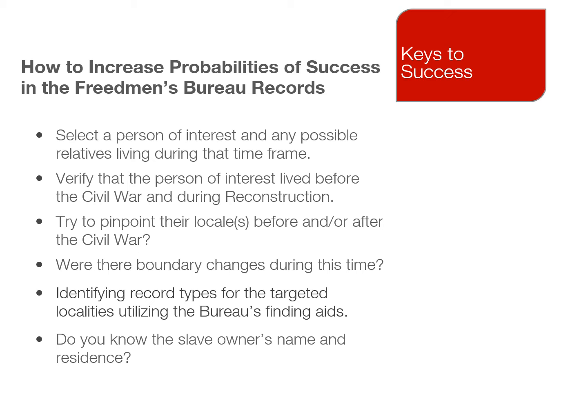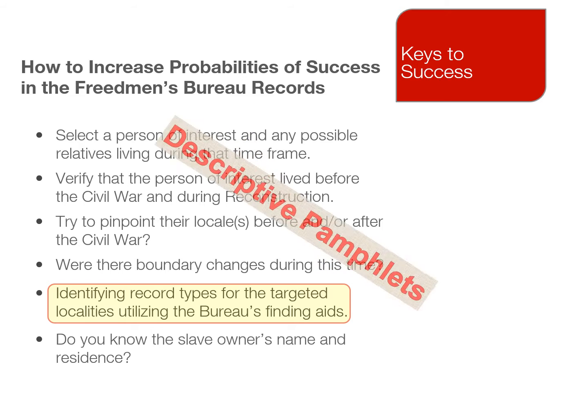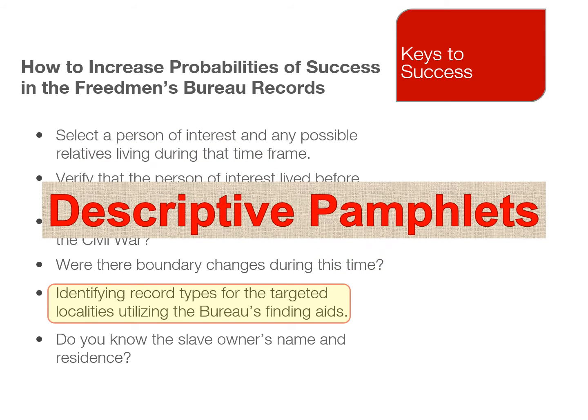Well, the answer lies in the 5th key to success that I mentioned earlier, using the Bureau's finding aids to help you locate the records more efficiently. What finding aids am I referring to? Well, I'm referring to a very specific and important document available to Freedmen's Bureau researchers, descriptive pamphlets. Descriptive pamphlets are the key to navigating these records, and without them, trust me, you will be lost.